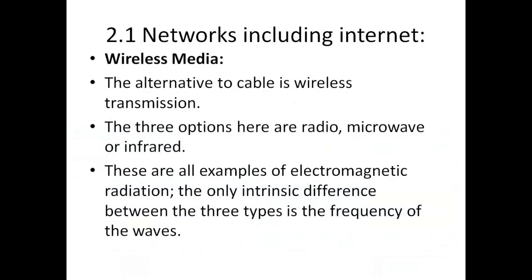Then we have the wireless media, which is the alternative to cabling. The three options are radio waves, microwaves, and infrared, which can be used to connect computers together, which are all examples of electromagnetic radiation. The only difference between them is their wavelength or the frequency.